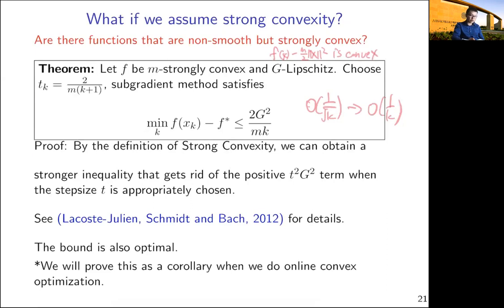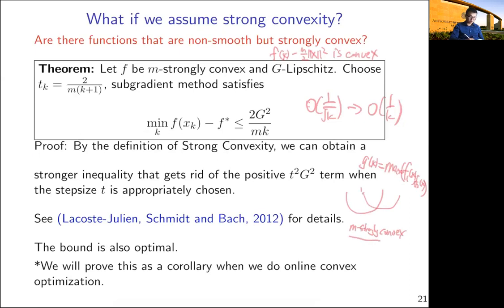Yeah, to assure you that there are actually such functions that are non-smooth, non-differentiable, but strongly convex, here's an example. Take one quadratic function, take another quadratic function. Each one is m strongly convex. So the maximum of f1(x) and f2(x) is one function that is also m strongly convex, but not differentiable, right?